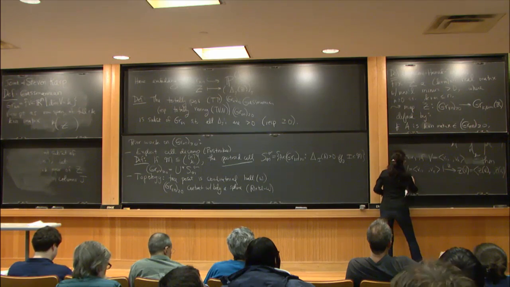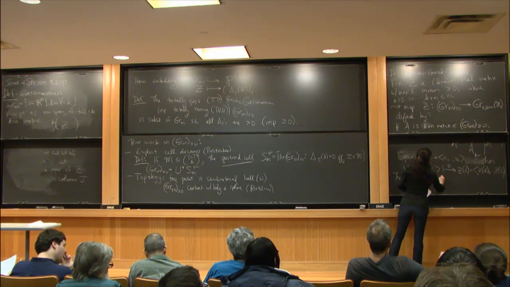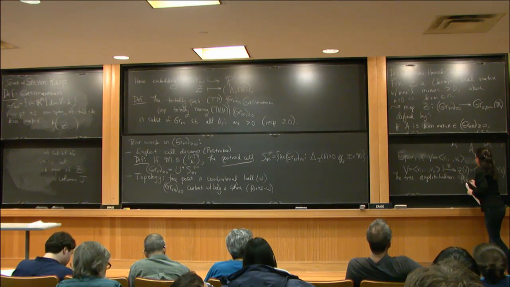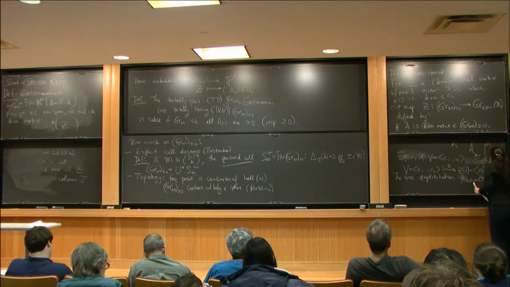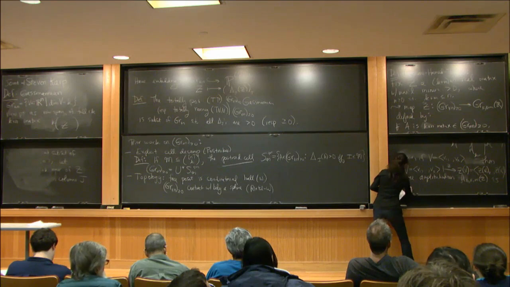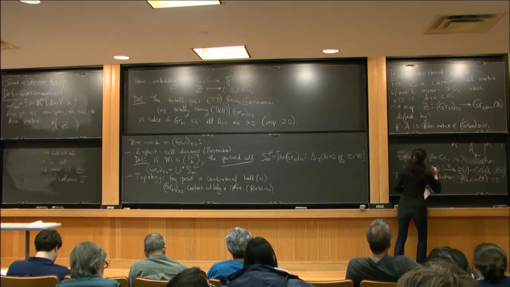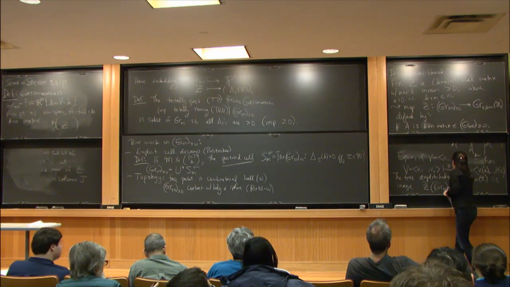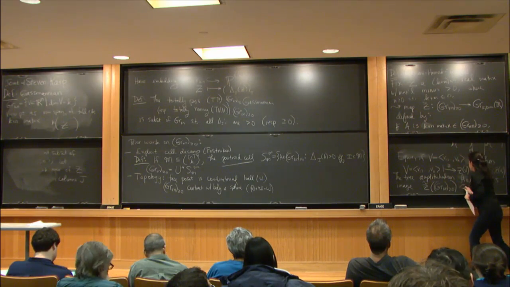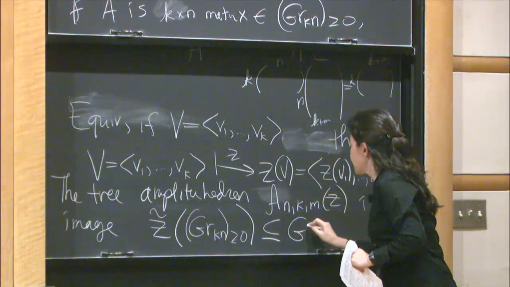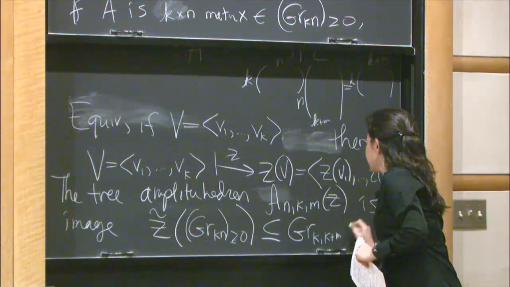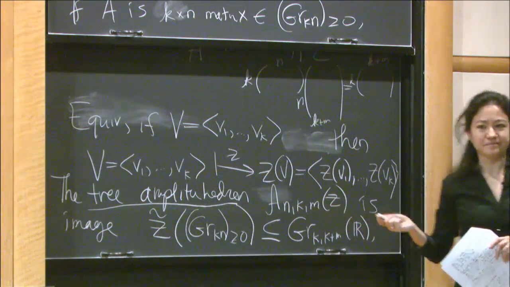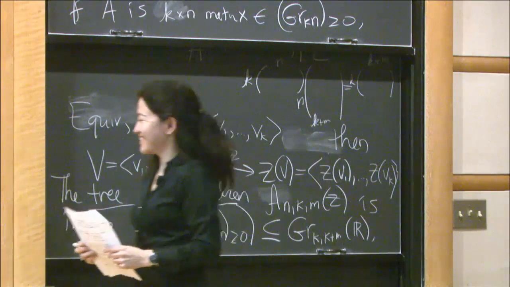So the tree amplituhedron A_{n,k,m}(Z) is the image of the map. So it's everything that you can get by applying Z tilde to the non-negative part of the Grassmannian. And so this is a subset of Gr_{k,k+m}. Okay, so this is the amplituhedron.